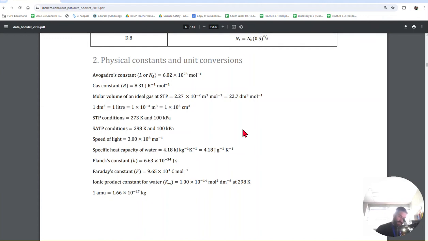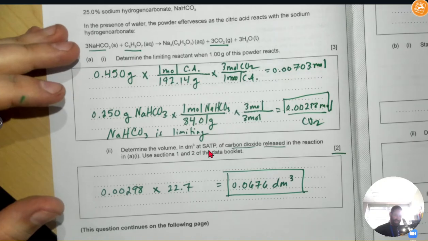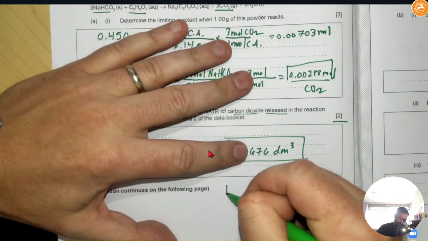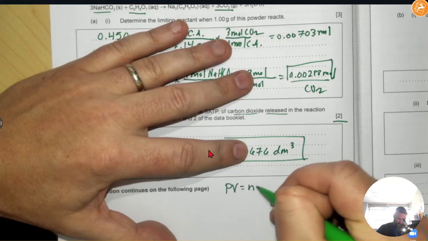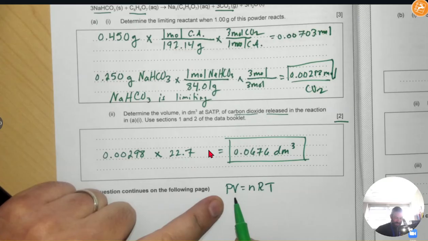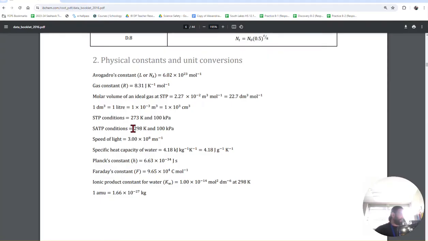I see 2 marks here. Just so you know, oh wait, hold on, I gotta go back to my thing. It says SATP, so I'm thinking one thing. Maybe we got to use PV equals nRT to determine the molar volume. So let's go back to the data booklet. At SATP, we've got 298 K and 100 kPa.